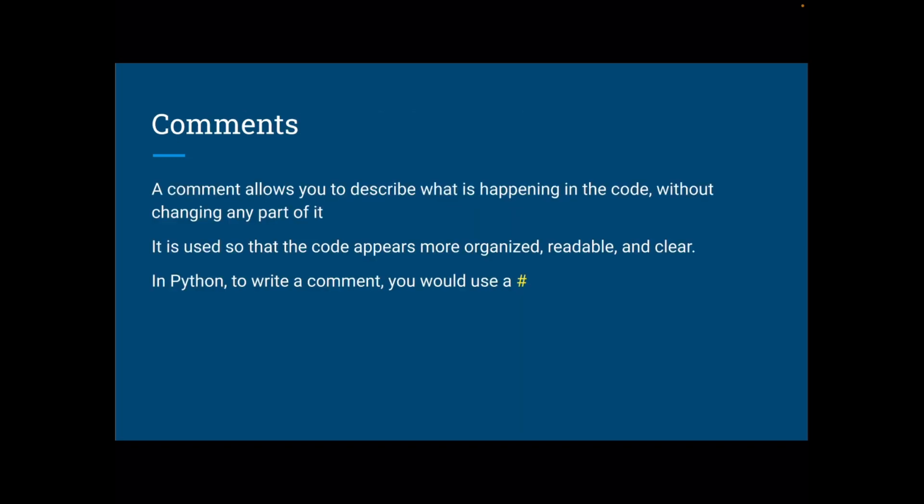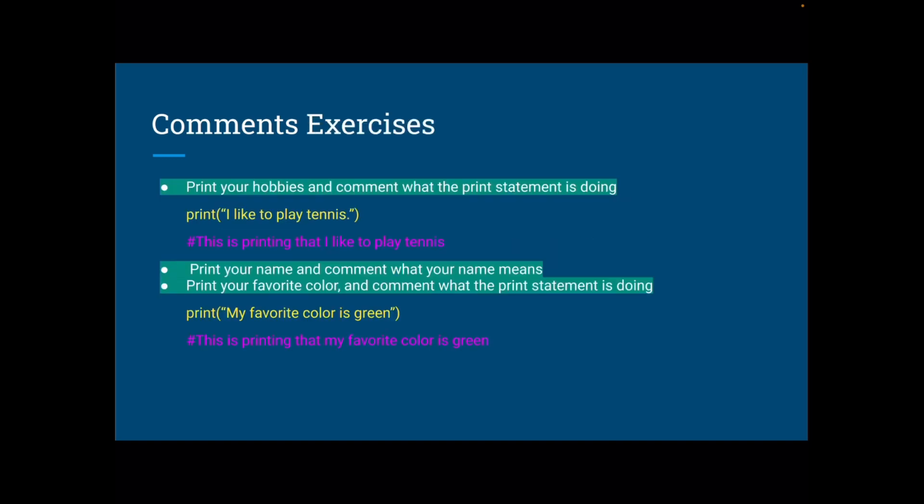So now we're going to be learning about comments. A comment allows you to describe what is happening in the code without changing any part of it. It is used so that the code appears more organized, readable, and clear. And it's also used, say if you're sharing a project with someone and you write a whole bunch of code, an easier way for them to follow what you're writing would be if you add comments. So in Python, to write a comment, you would use a hash symbol.